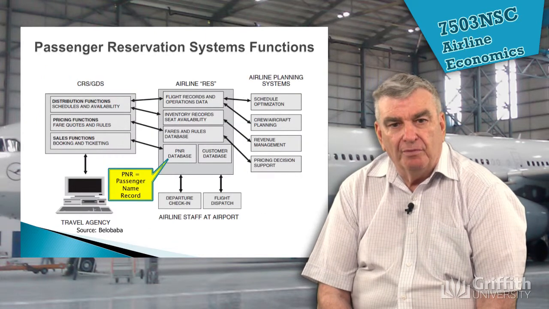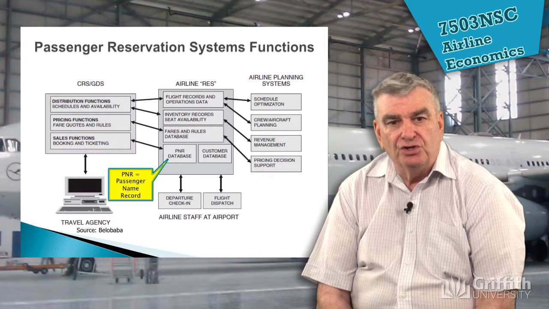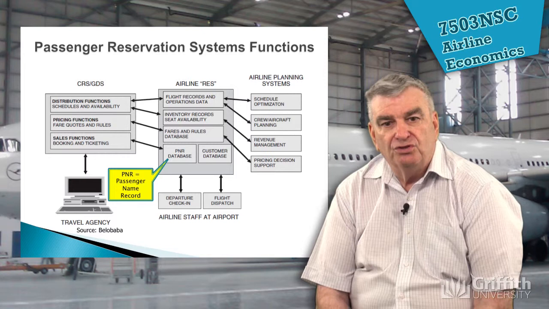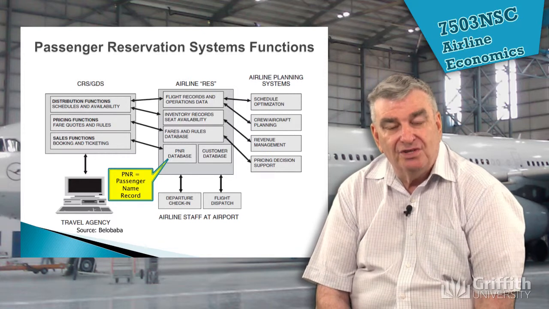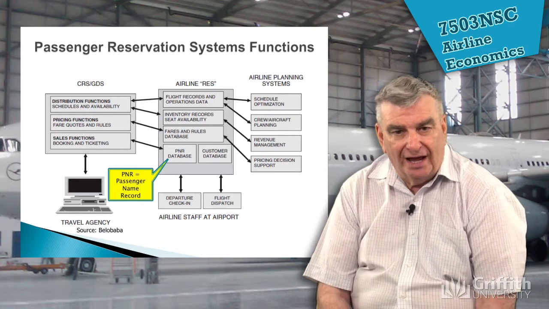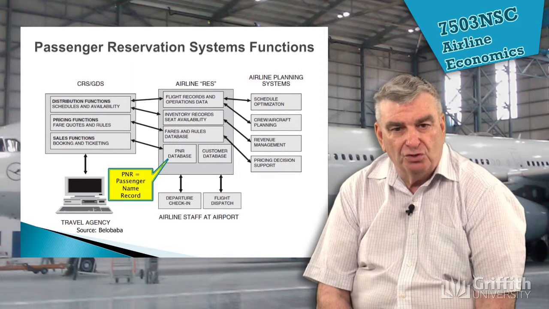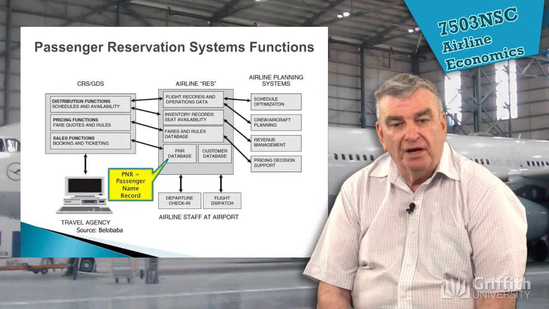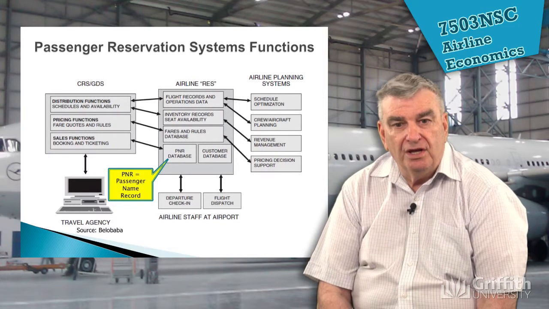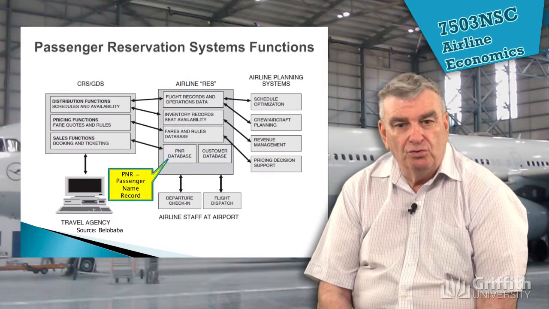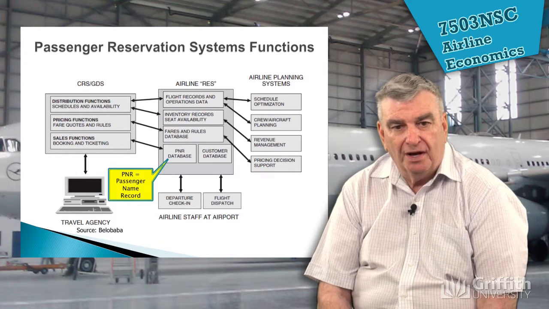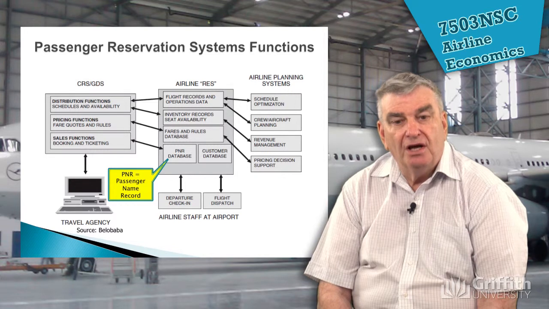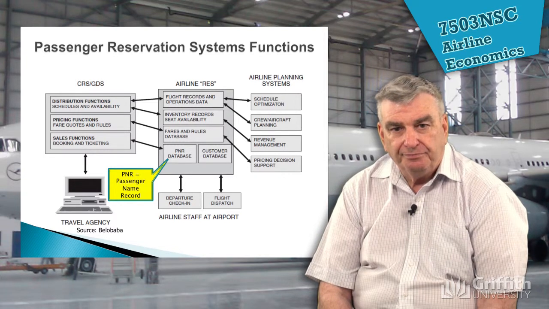Here we see a diagram and it shows the airline Res system with its flight records and operational data, its inventory records, its fares and rules database, that is, how are we going to actually keep changing the fares as the bookings are made, the passenger name record database, and also the customer database as to who's flown with the airline in the past. And this is used to input into the departure check-in and the flight dispatch side.